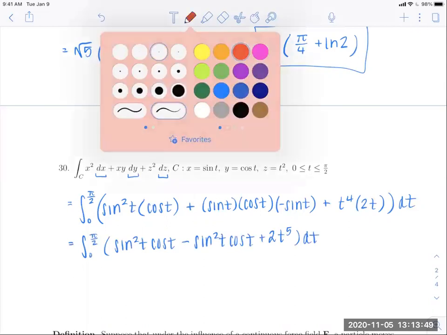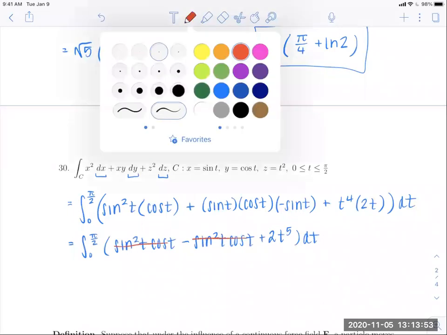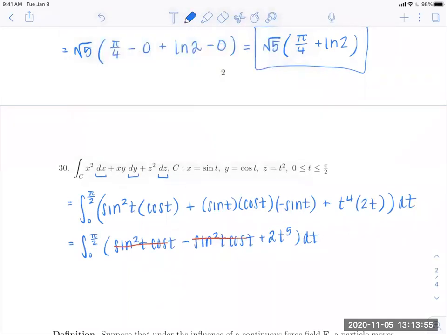So I have this nice cancellation between my first and second term. And all I need to do now is integrate 2t to the fifth. So that's going to be 2t to the sixth over 6, or in other words, 1/3 t to the sixth. And then I just need to evaluate via the fundamental theorem of calculus from 0 to pi halves. So of course, plugging in 0 gives me nothing. I get 1/3 pi over 2 to the sixth power.